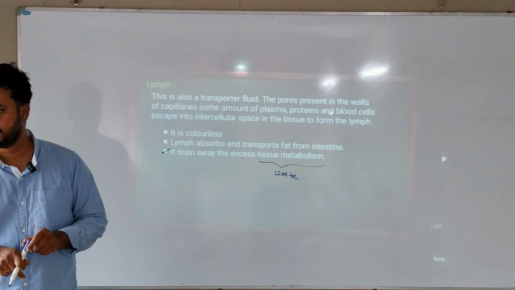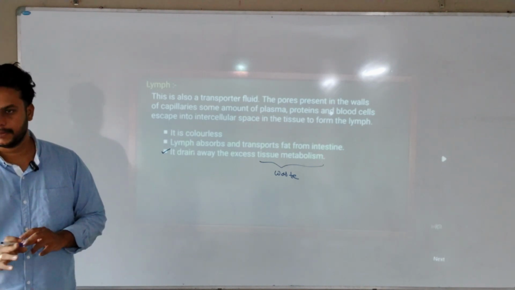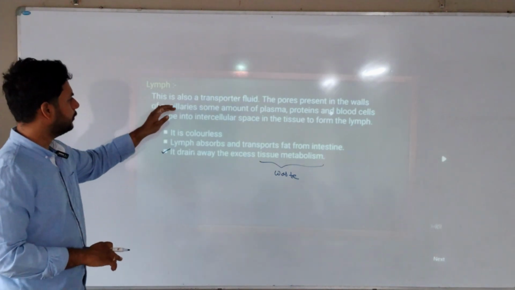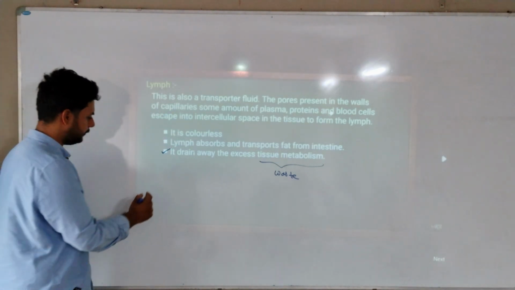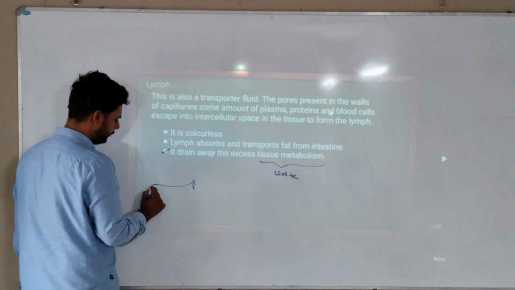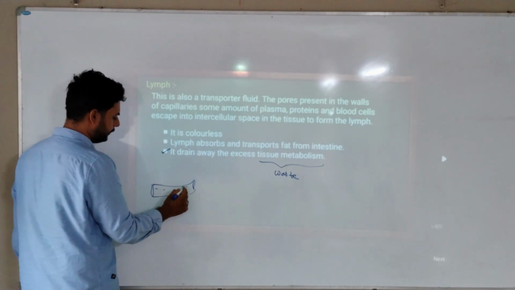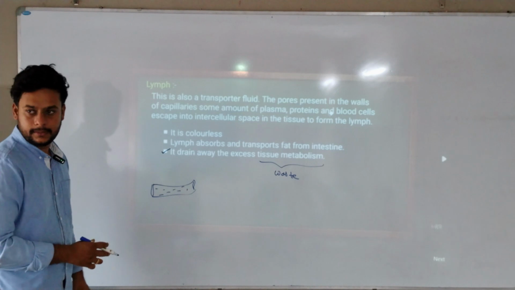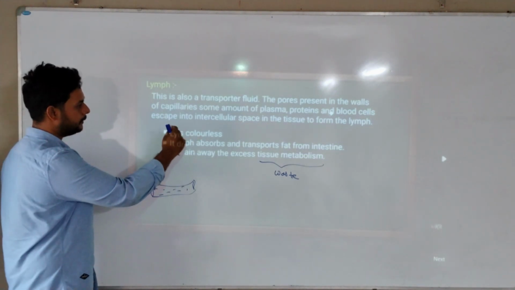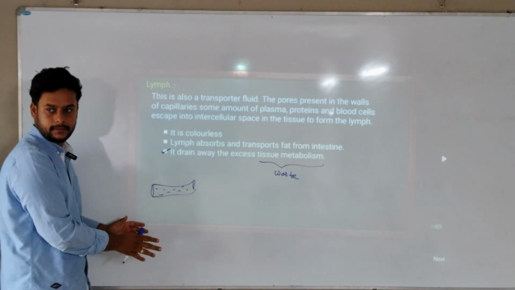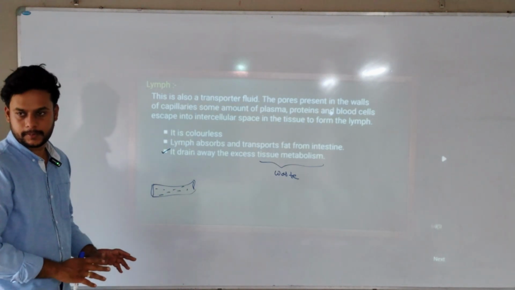Any doubts? Okay. So lymph is also a transport fluid. The pores present in the walls of capillaries. Capillaries are very small tubes. From the pores present in the capillaries, excess food, excess amino acids, whatever excess is there, will come outside. That will form lymph, the first part.